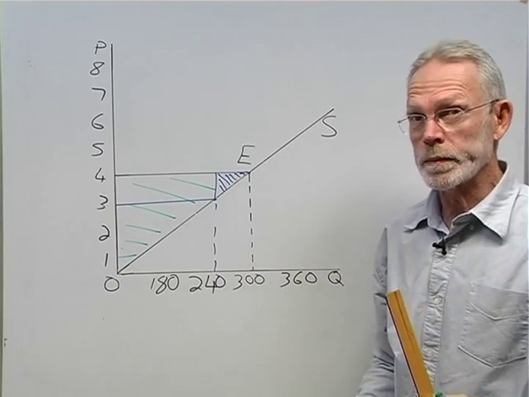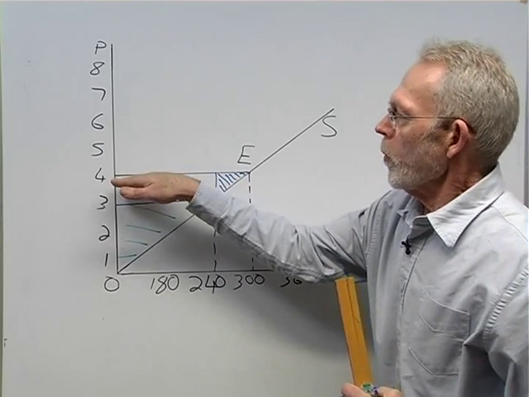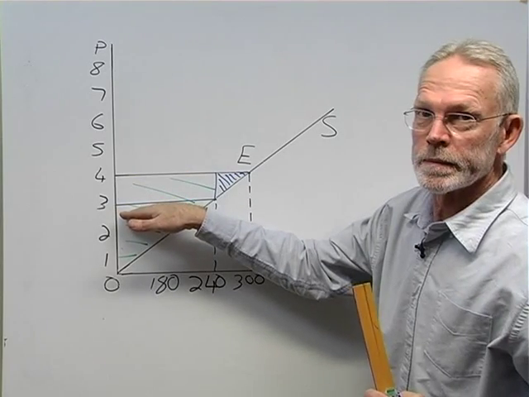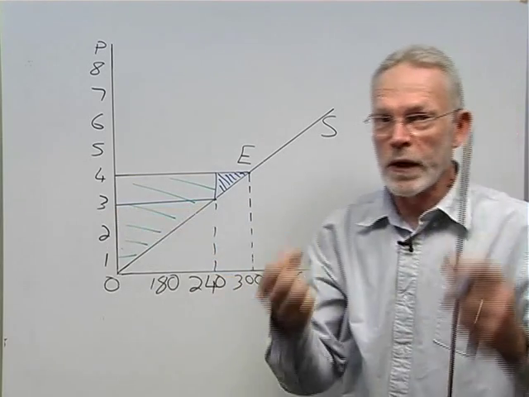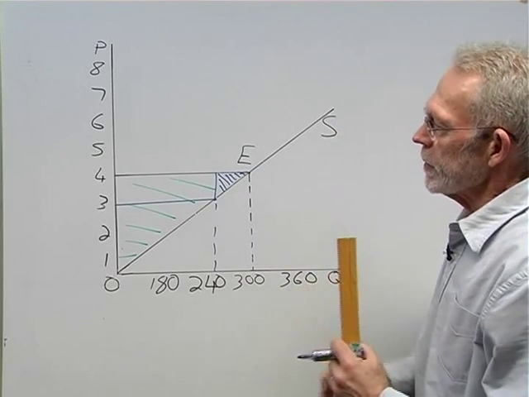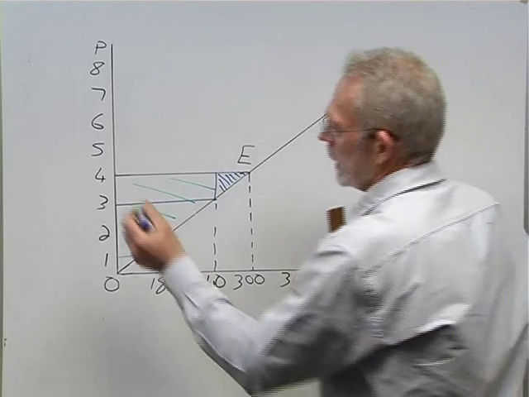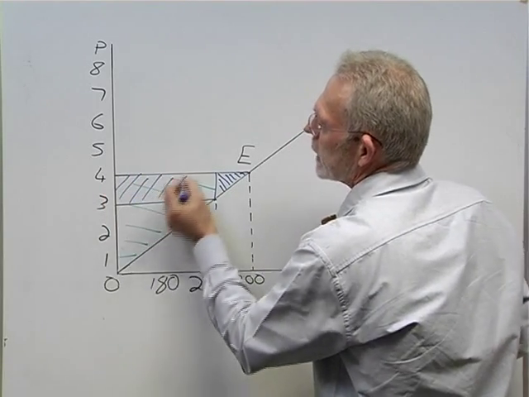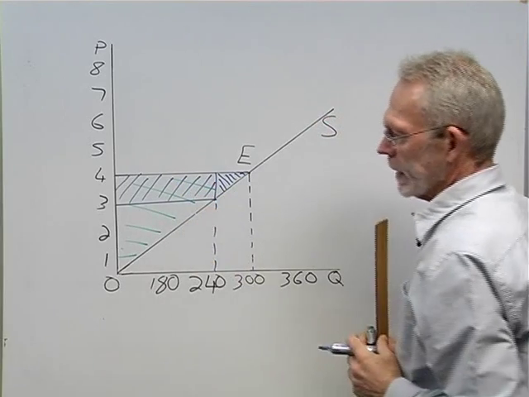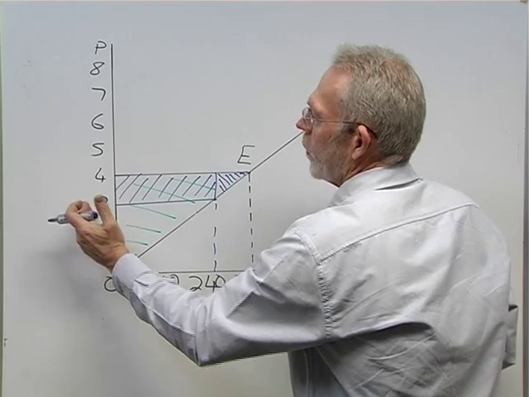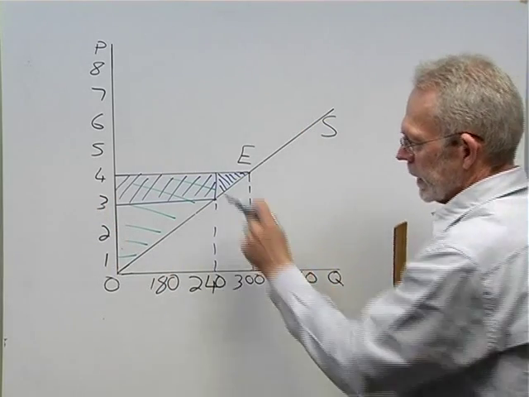But that's not all. Producers don't receive 4 Rand anymore, but only 3. So they receive less, and therefore producer surplus decreases further with this rectangle. So the decrease in price results in two things.